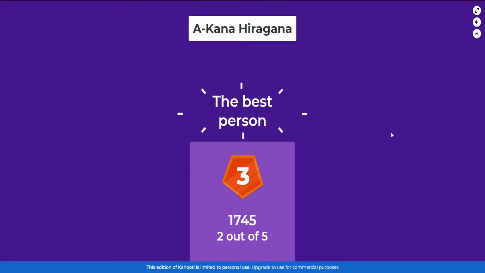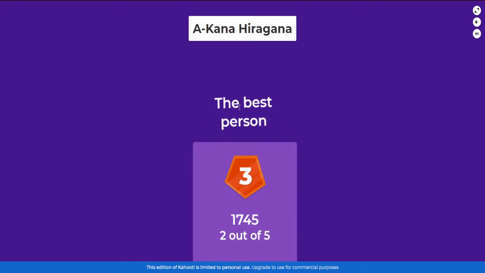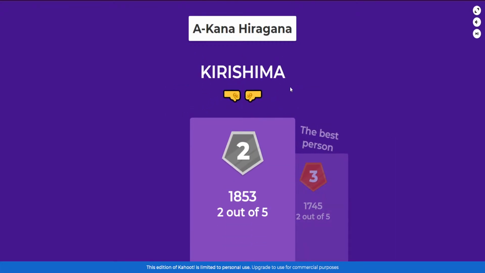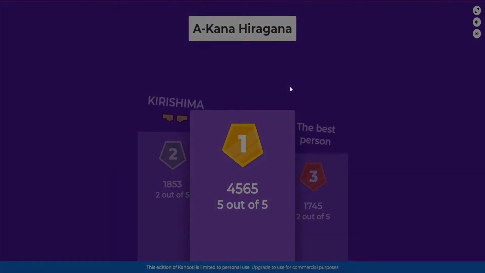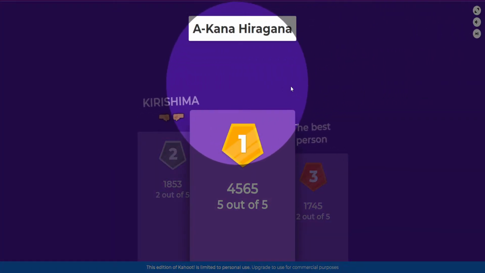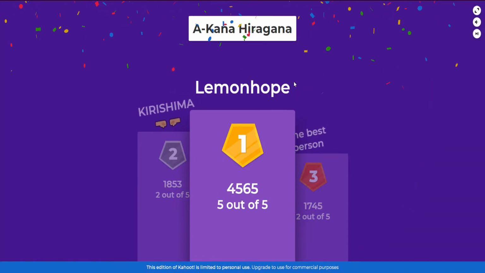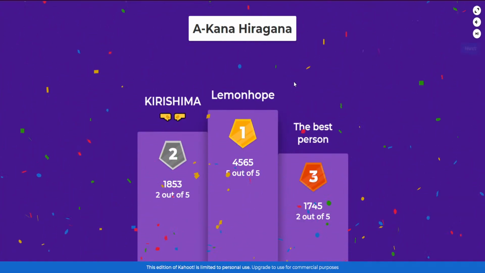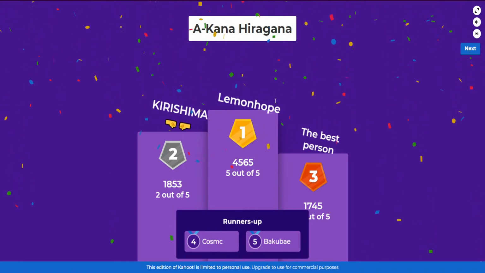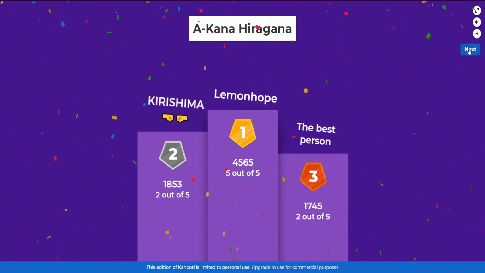Leaderboard. Nice. Best person, 3 out of 3rd place. Good job. Kirishima, 2nd. Nice. 1st place. Whoever could it be, I wonder. Lemon. Good job. 5 out of 5. Cosmic and Baku, good job, good job. All right.